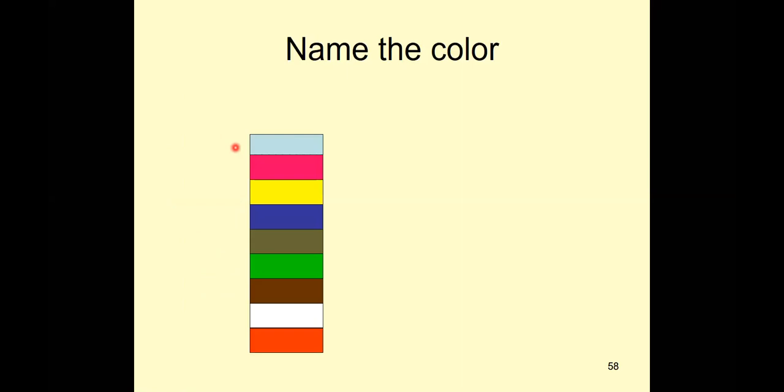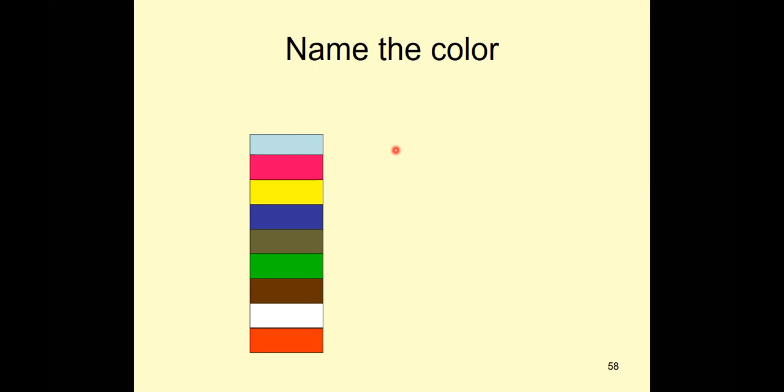Blue, pink, yellow, blue, gray, green, brown, white, orange. Oh, I'll bet you really beat me that time. But that's not too hard. If they were clear, it would be really easy, right? So that's not hard.